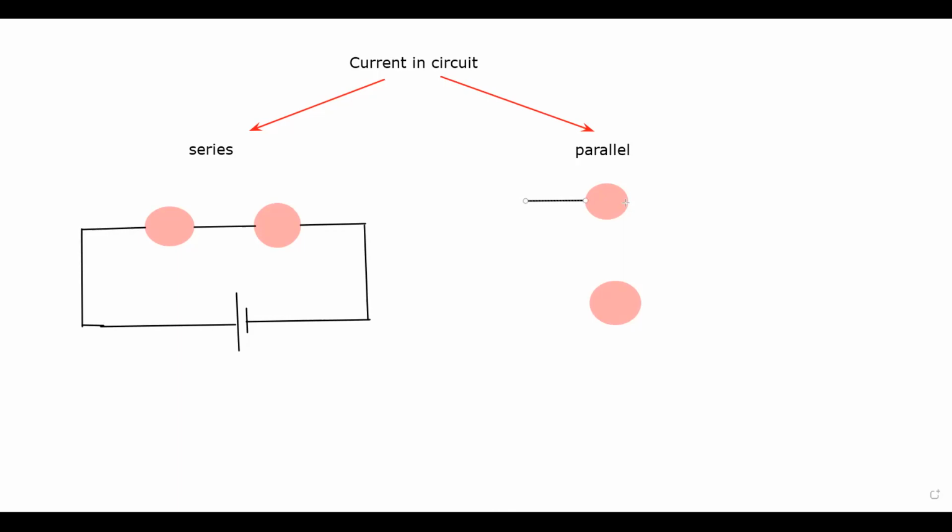Series means for the charges there's only one way to flow, whereas parallel means there are multiple paths for the charges to flow. The parallel circuit has an advantage. What is the advantage? The devices, the components, will work independently. It means if one of the components is faulty, the other component will continue to work without any interruption. But in series, if one of the components is faulty, the other component will stop working.